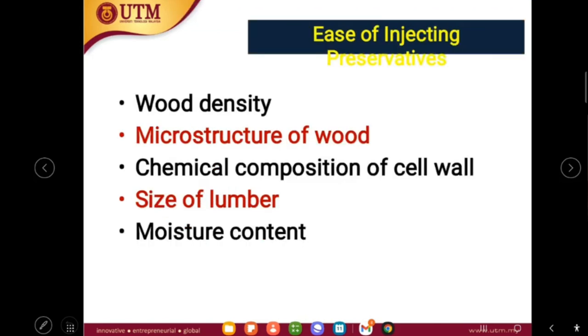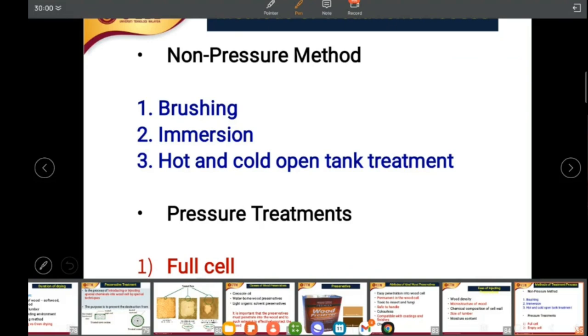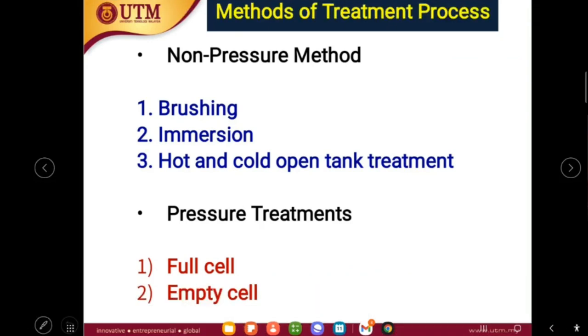The ease of injecting preservative is dependent on the wood density, the microstructure, the chemical composition, the size of the lumber, and also the moisture content. So how do we apply this preservative? We have a few methods. One is what we call the non-pressure method.